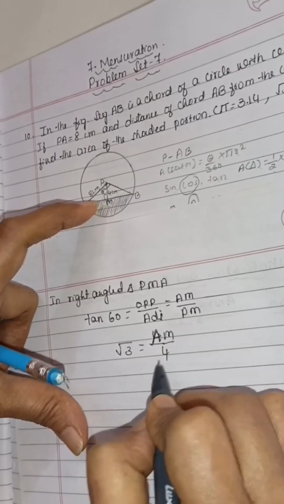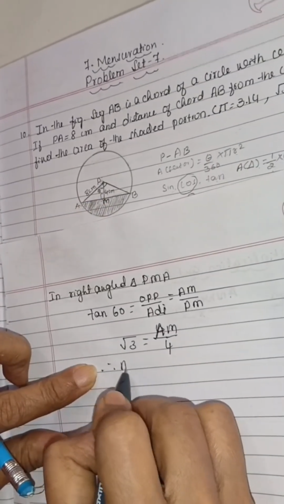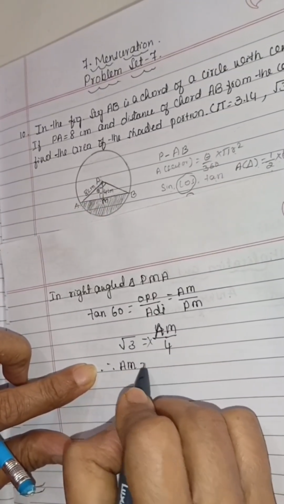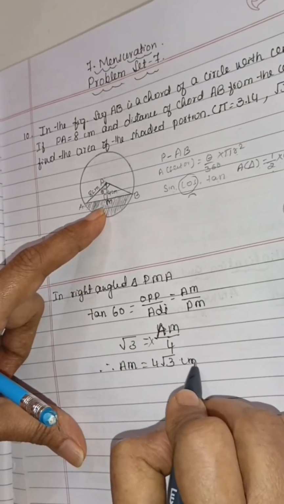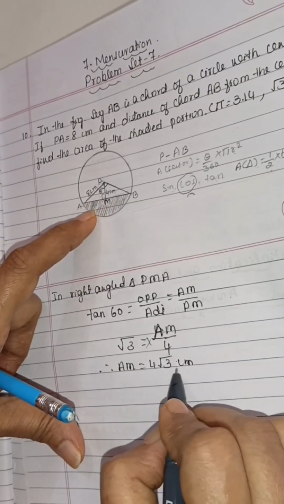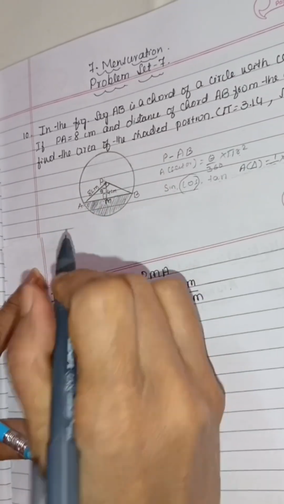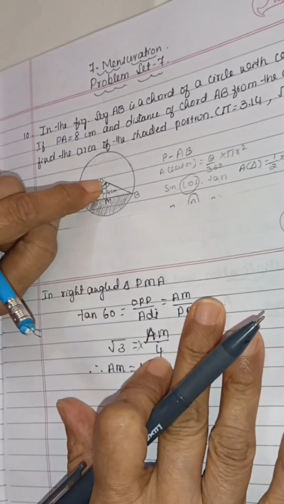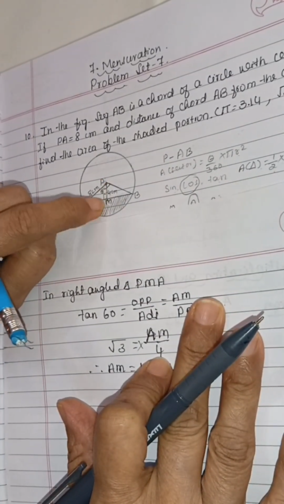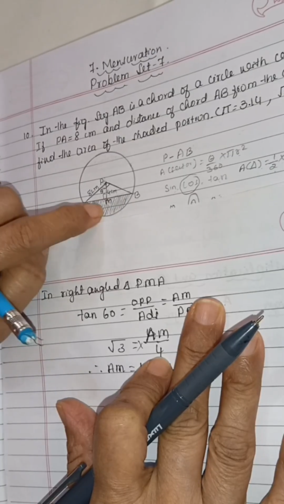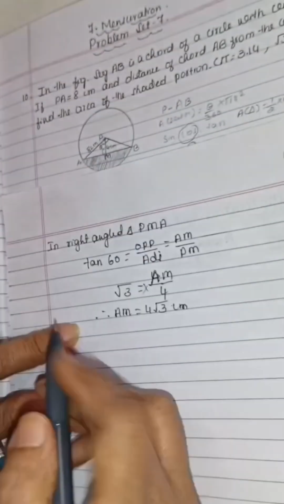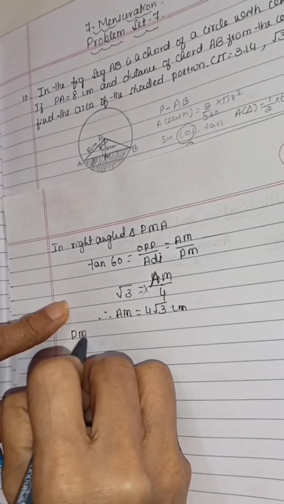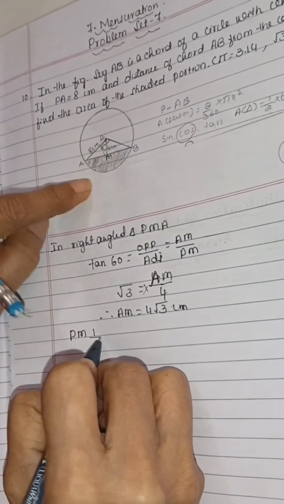PM is 4. Therefore, by cross multiplication, AM is 4 root 3 centimeter. Now let's write what we know: a perpendicular drawn from the center to its chord bisects the chord. Therefore, AM equals MB. PM is perpendicular to AB.